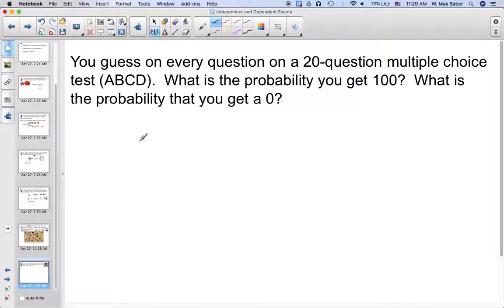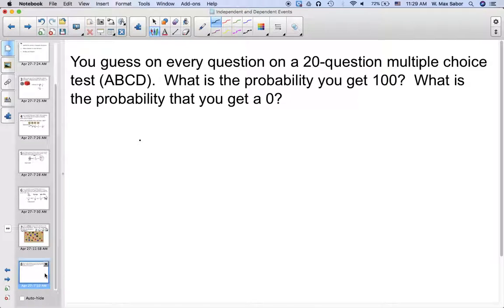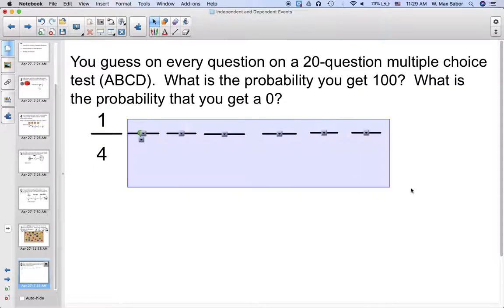One more. You guess on every question on a 20-question multiple choice test, A, B, C, D. What's the probability you get 100? What's the probability you get a 0? There are 20 different decisions being made. You're making a decision for problem 1, for problem 2, problem 3. You might think that we're going to multiply together 20 different fractions, but that's going to become really annoying really quickly. Luckily, they're all going to be the same fraction: 1/4. There's a 1/4 chance of each one being right.